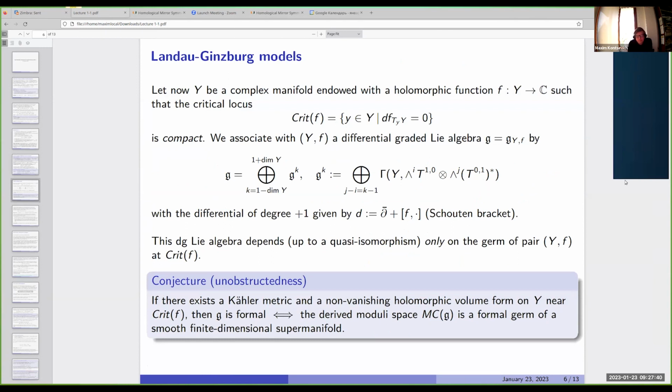Okay. Yeah, so that's our model story, and now how do we want to generalize it? We generalize to the situation where we have a holomorphic function f, maybe not an isolated singularity, so the critical locus is something, but instead of isolated, I say it's compact. So it generalizes the case of isolated singularity, because then the critical locus is a point, which is compact.